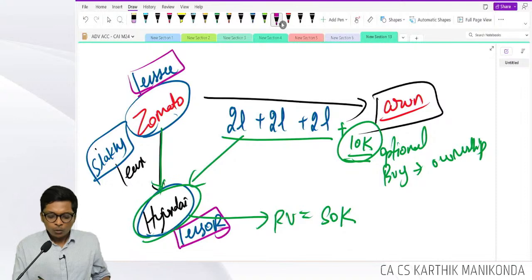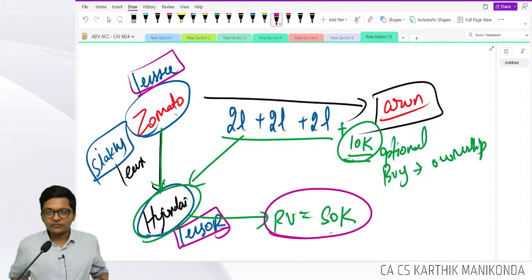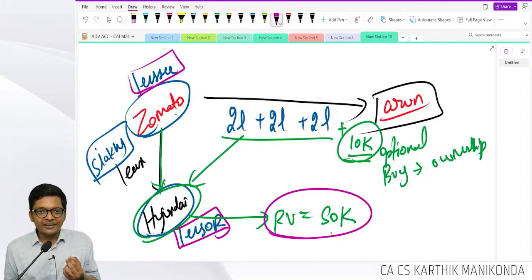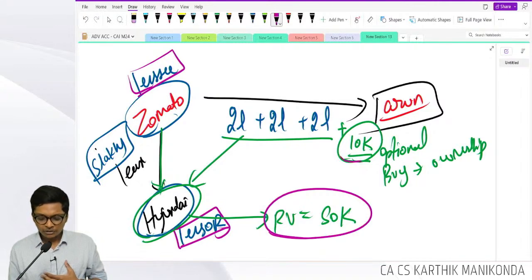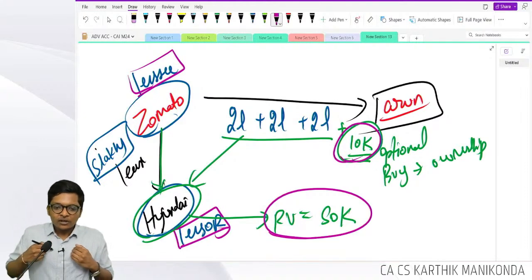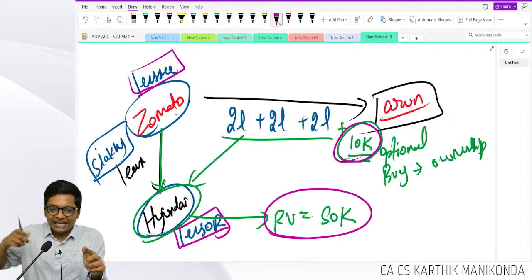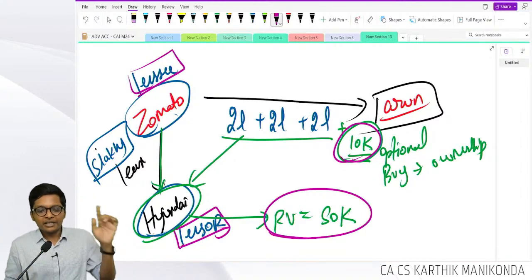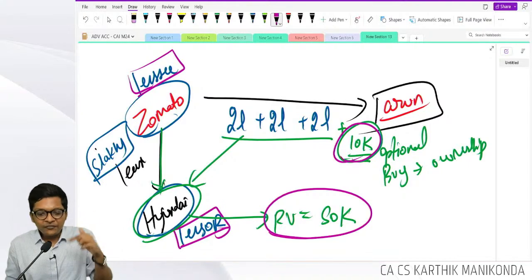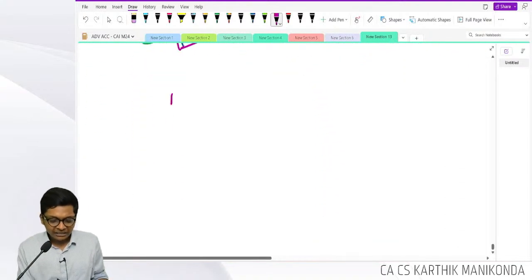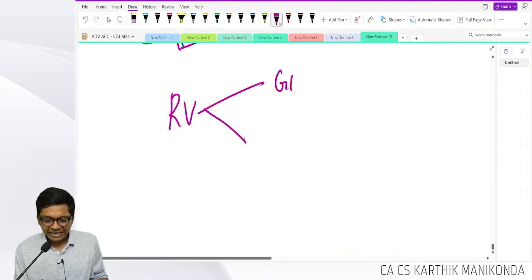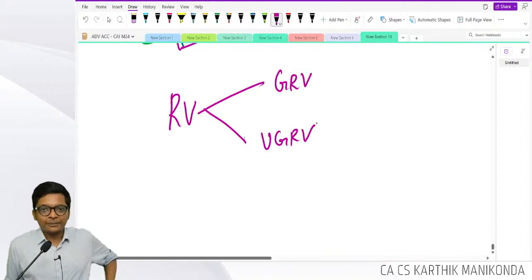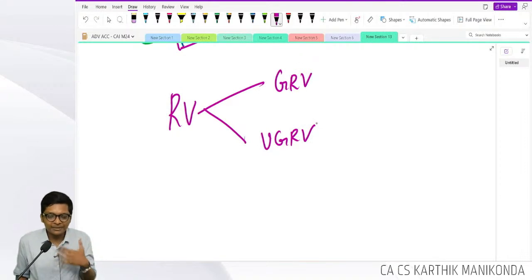Now, what is the residual value of the car? 50,000. The lessor, Hyundai, from Hyundai's viewpoint, how much of that residual value will they definitely get? 10,000. Because if Zomato is not paying 10,000, I will sell and get 50,000. But if Zomato is paying 10,000, I will definitely get 10,000. So, we classify residual value as guaranteed residual value and unguaranteed residual value. This standard is all about terms. I am trying to make you familiar with the terms with one example, then you can see sums.